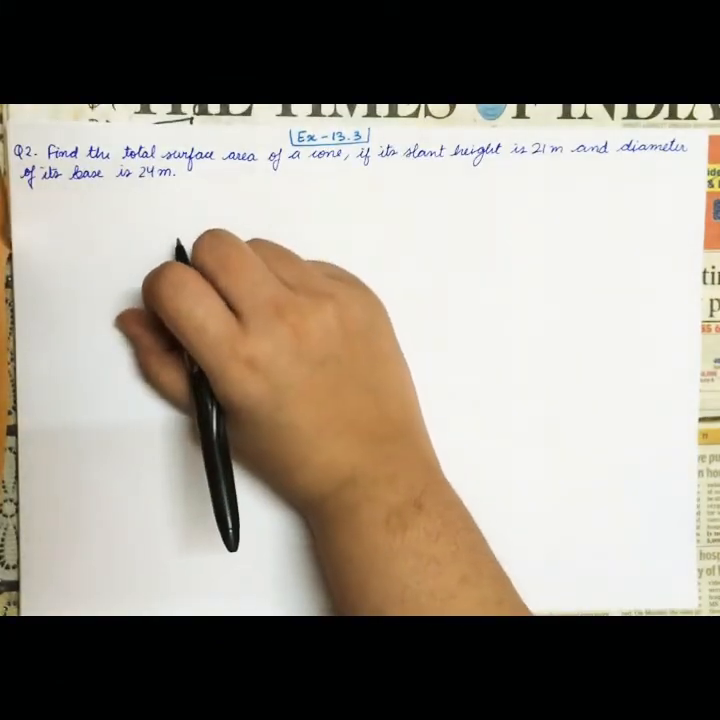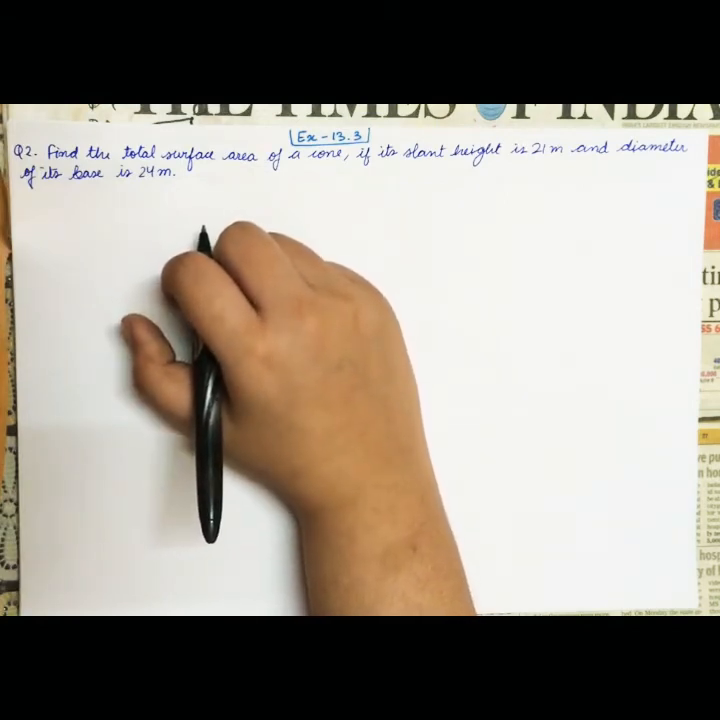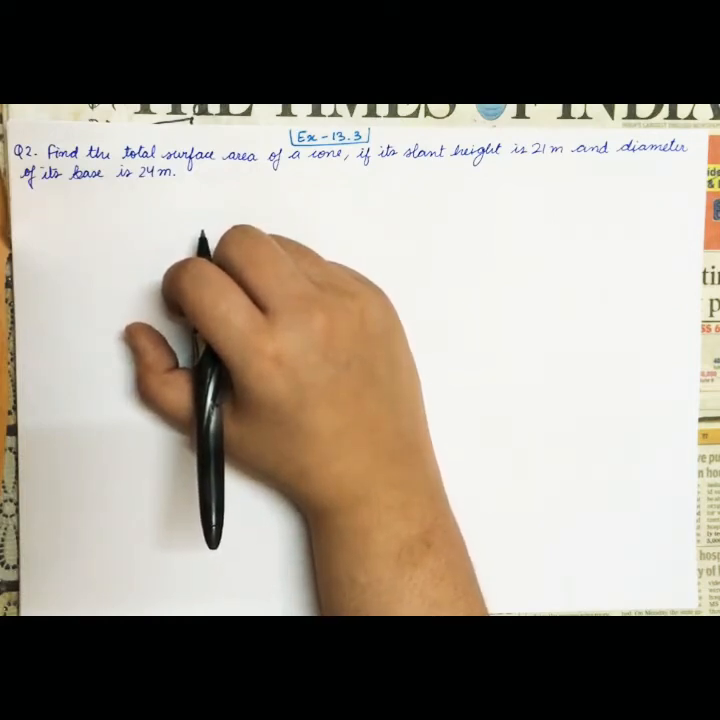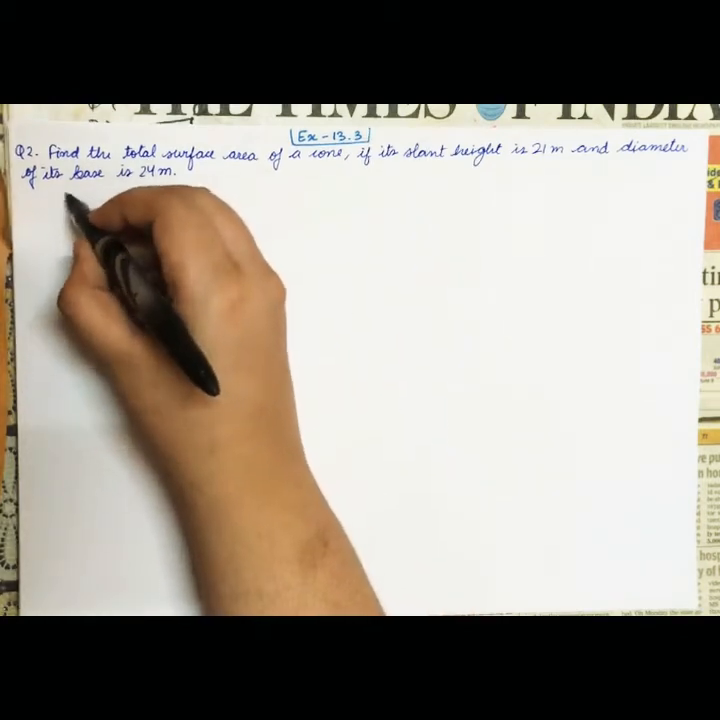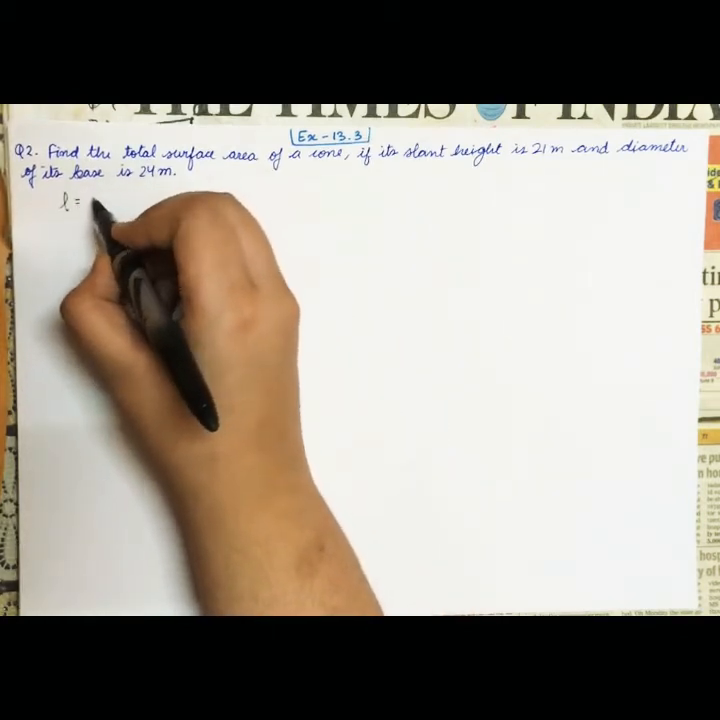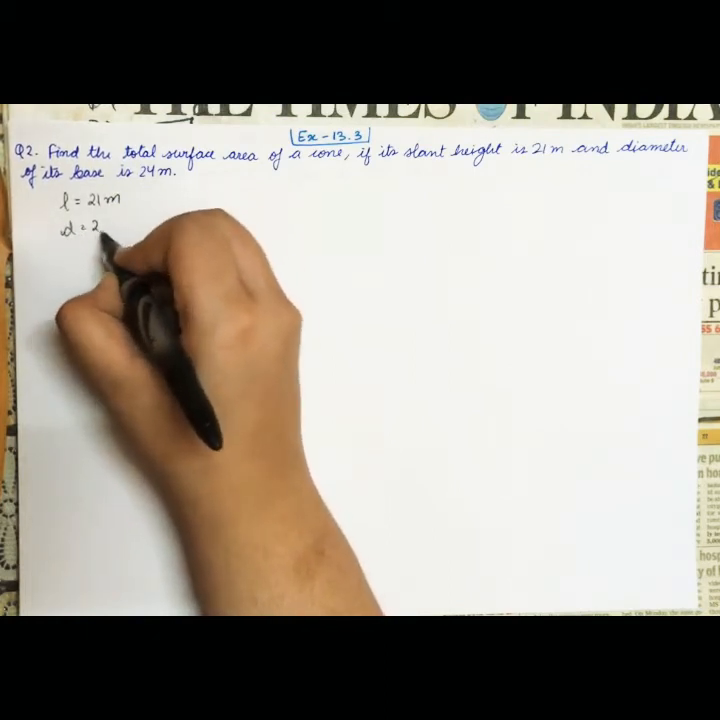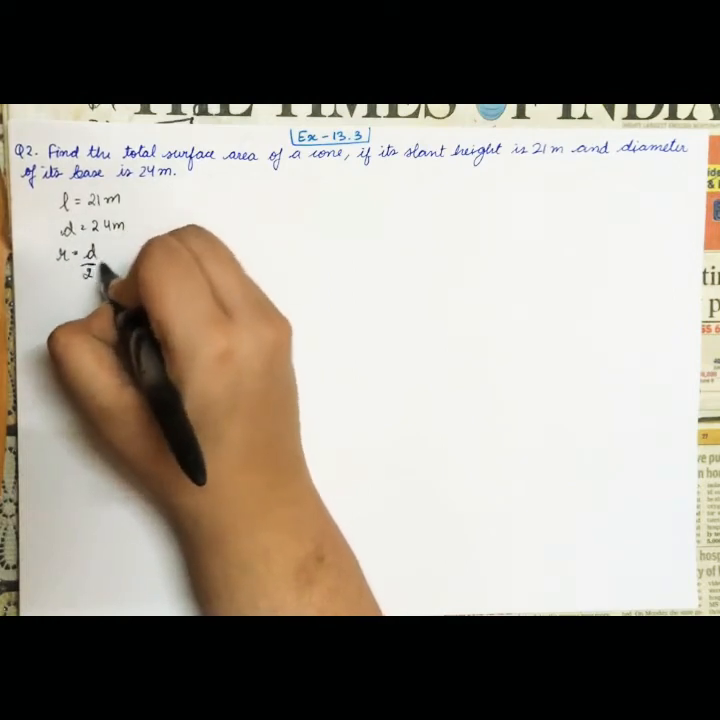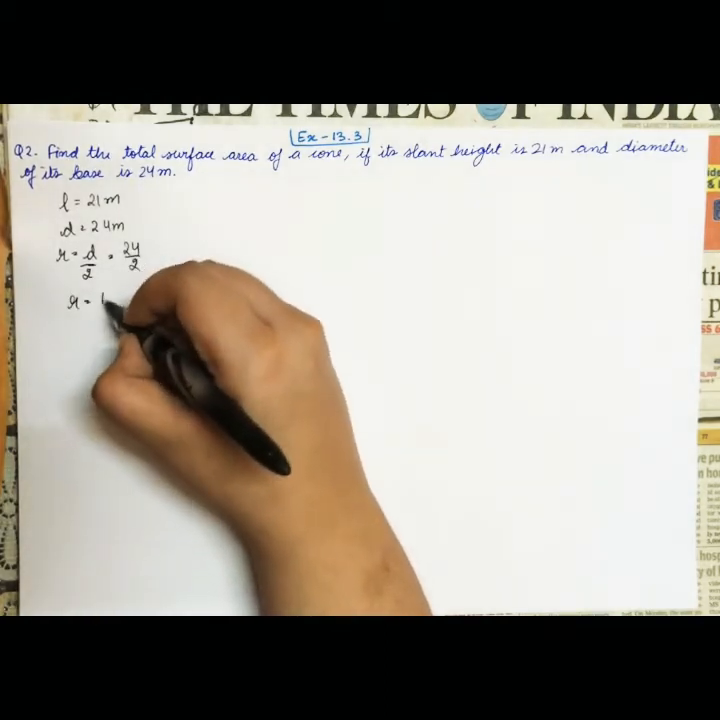Exercise 13.3, question number 2. Find the total surface area of a cone if its slant height is 21 meter and diameter of its base is 24 meter. So we'll first write the given things, that is the slant height, 21 meter. Diameter is given as 24 meter. Therefore the radius is equal to diameter by 2, which is 24 by 2 meter. Radius is equal to 12 meter.